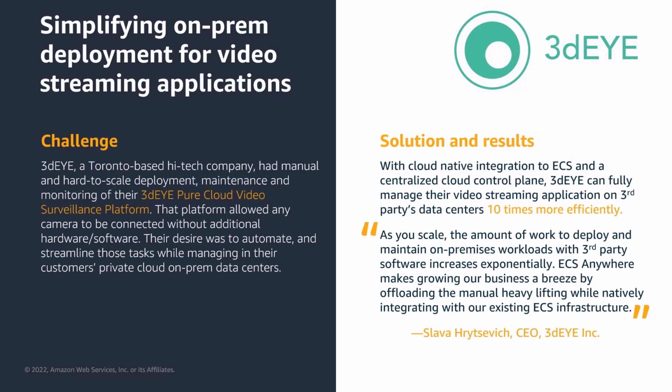Let's first take a look at 3DI. 3DI is a Toronto-based company that deploys, maintains, and monitors video surveillance systems. For 3DI, most of the systems are running on their customers' own data centers. And so they had to decide to automate and streamline tasks associated with the installation and management of those workloads in the cloud. They were able to leverage ECS Anywhere to make it easier and offload much of the manual heavy lifting of this installation process of their workloads and on-premise data center while leveraging their existing Amazon ECS infrastructure.